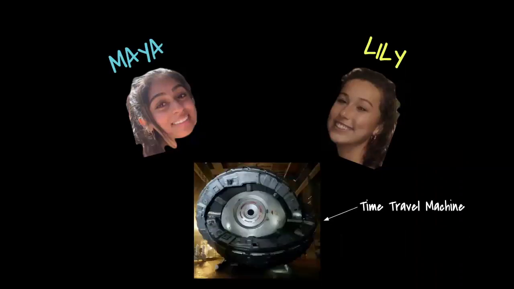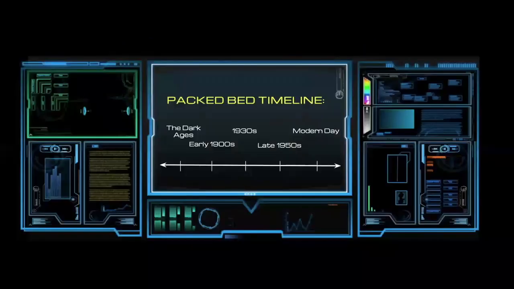Today we're going to take a look at packed beds and how they were developed over time. Packed beds are hollow vessels or pipes that are filled with packing material and are used in processes like separation, purification, or in chemical reactors. Throughout these 5 eras, there have been many different uses and improvements made to these packed beds. Let's go to the first era.